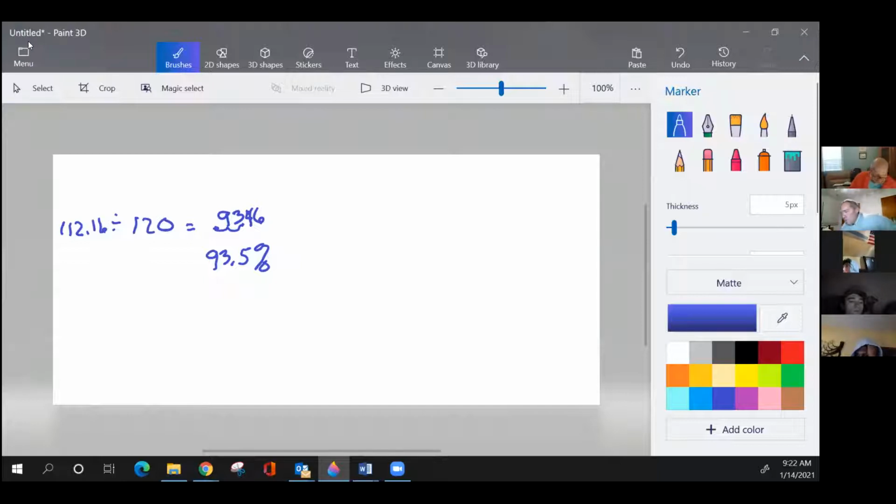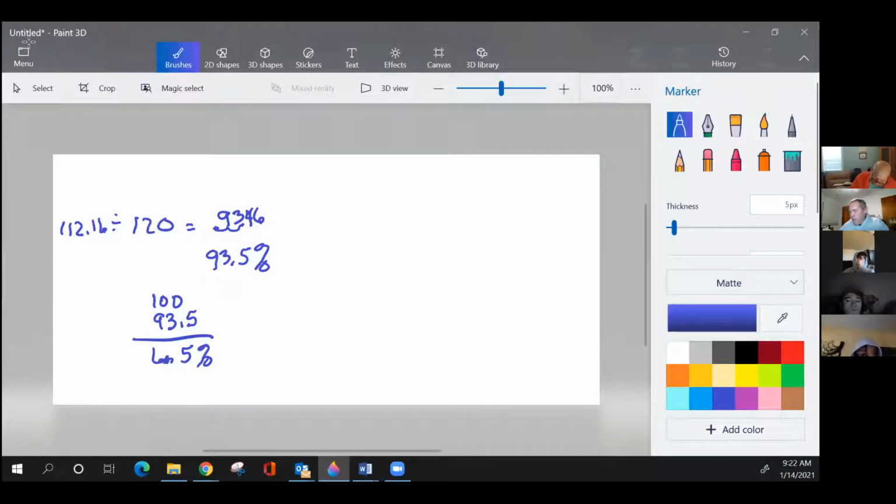They want to know what the actual amount within percent of the estimate was. So you're going to subtract 93.5 from 100, and that's going to give you 6.5%. He was within 6.5%. Pretty simple stuff.